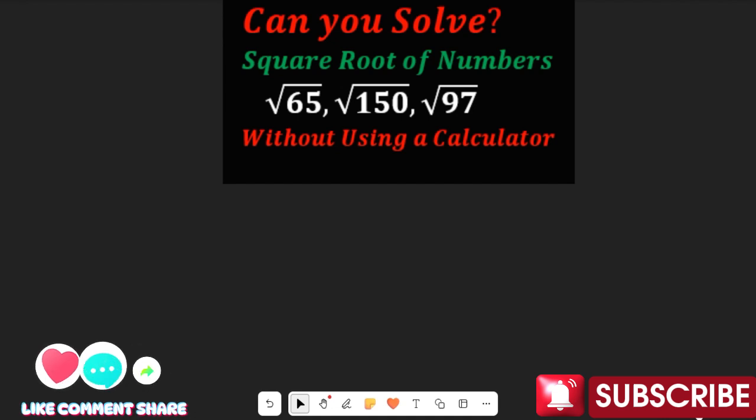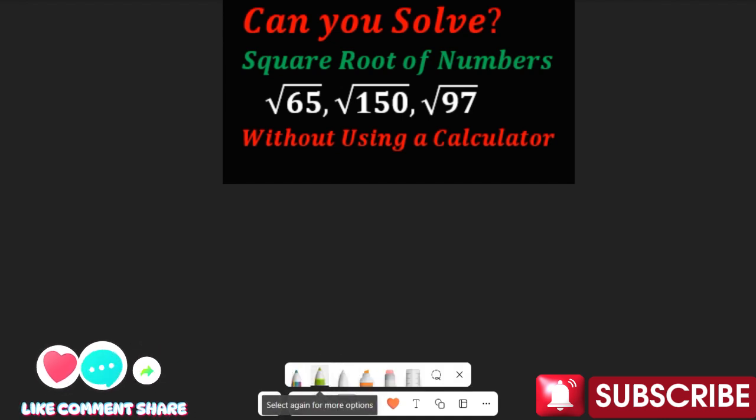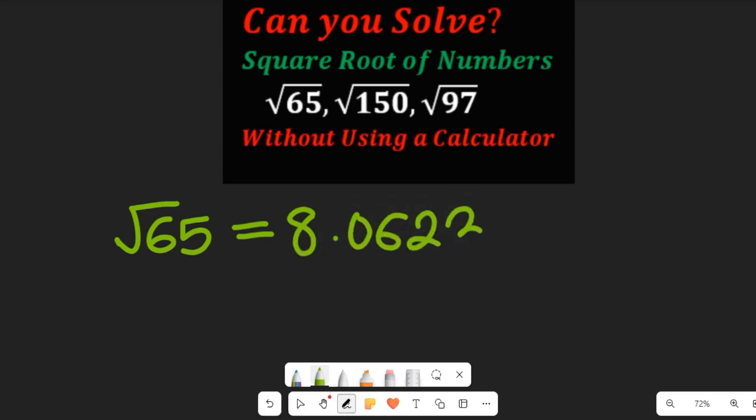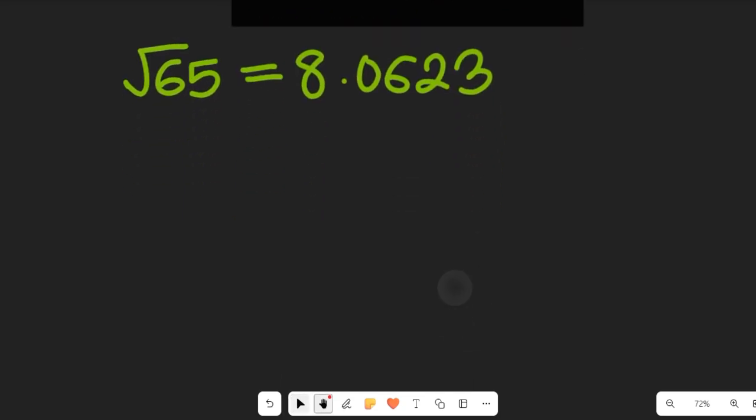Now we'll start with the first, which is the square root of 65. If we're asked to find the square root of 65 and you use your calculator, it is going to give us 8.062. Do you have a calculator? Try it and you'll find that that's exactly what you get.